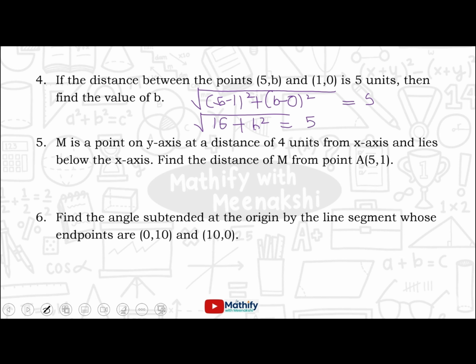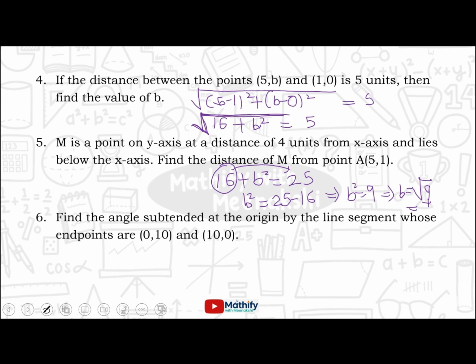Now, whenever we have to find the value of a variable that's under square root, that means you have to square both the sides. So let's square both the sides. It becomes 16 plus b square is equal to 25. Whenever you square both the sides, you can remove this sign because square and square root cancel out. So 16 plus b square is 25. Now what is your b square? You can simply move 16 to that side. 25 minus 16. That means b square is 9. That means b is the square root of 9, and square root of 9 can be plus and minus 3. So your answer is plus and minus 3. Just see carefully here, b is a coordinate.